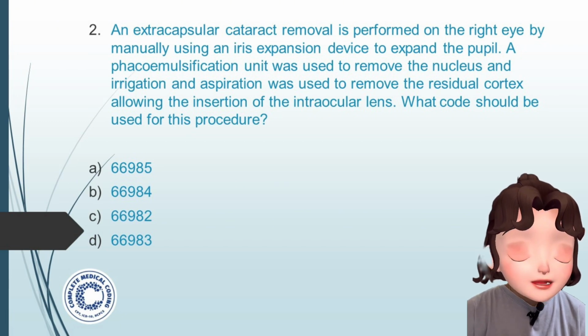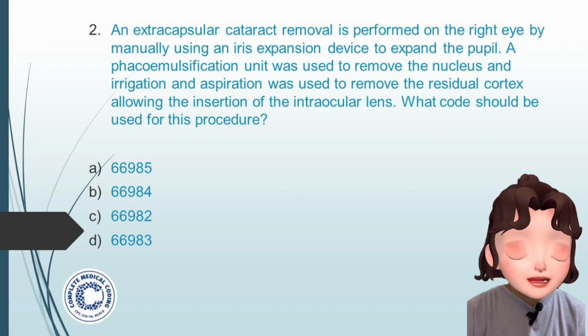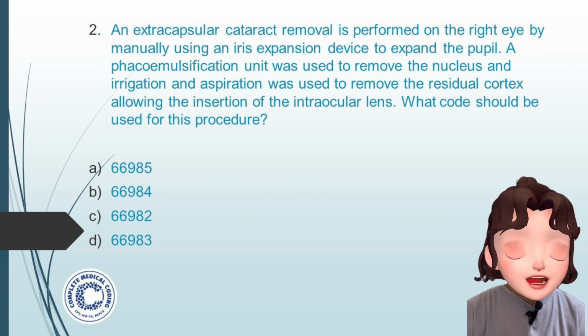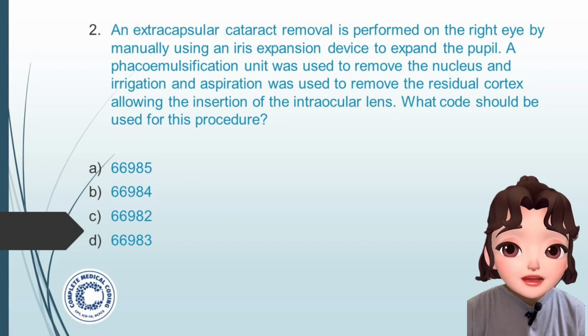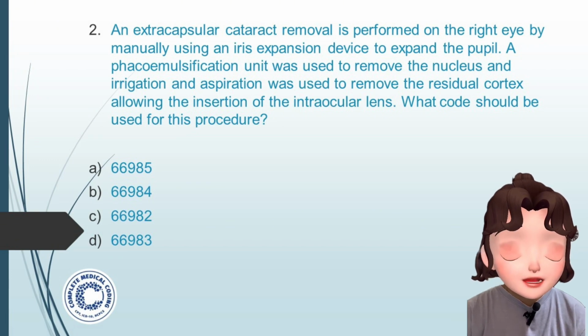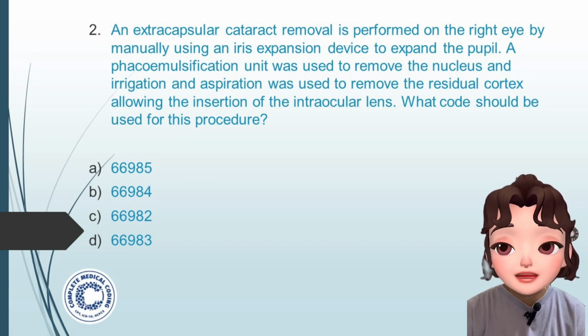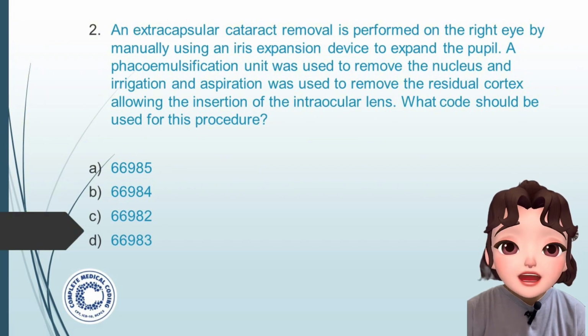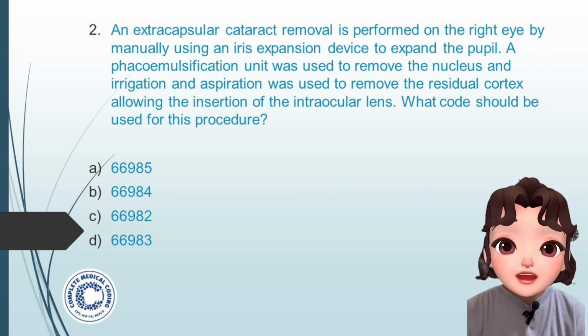Complex, requiring devices or techniques not generally used in routine cataract surgery. See the bracket example: iris expansion device, suture support for intraocular lens, or primary posterior capsulorhexis. Either of these should be mentioned in the question. So the iris expansion device is there in the question, right? That's why you have to read each and everything, even though it is mentioned in the bracket. Whatever is mentioned in the bracket is most important.